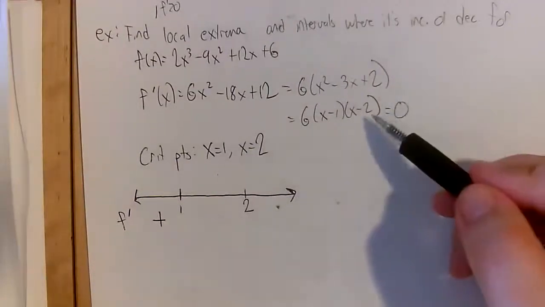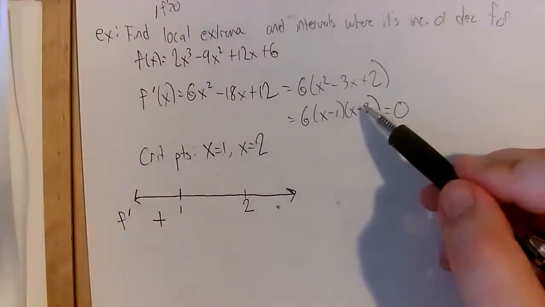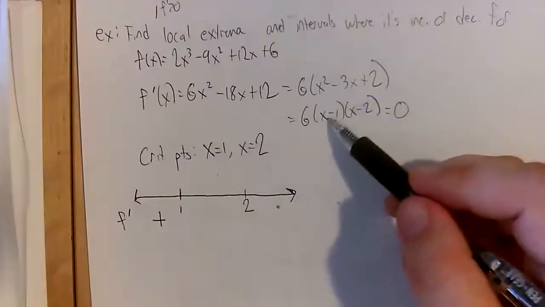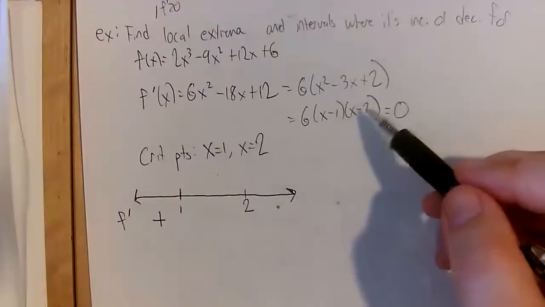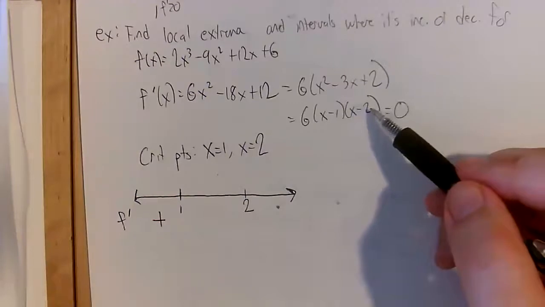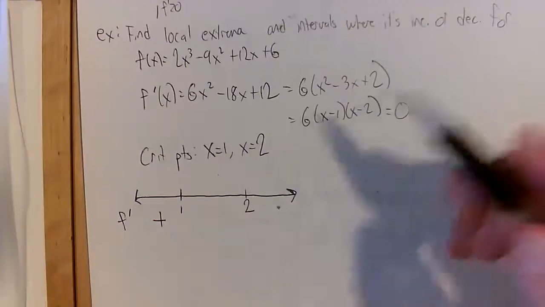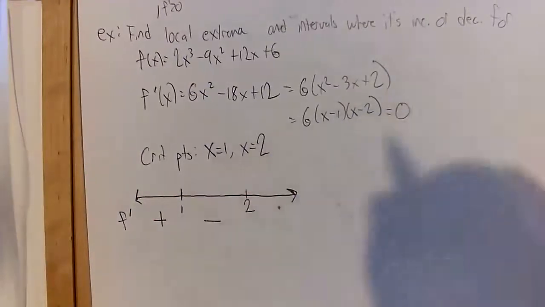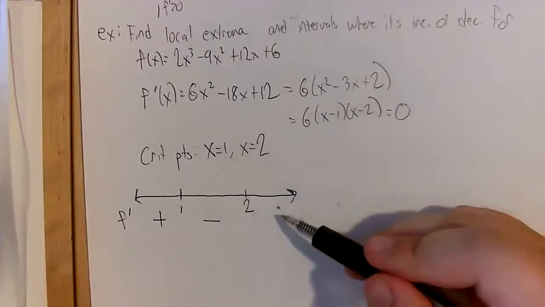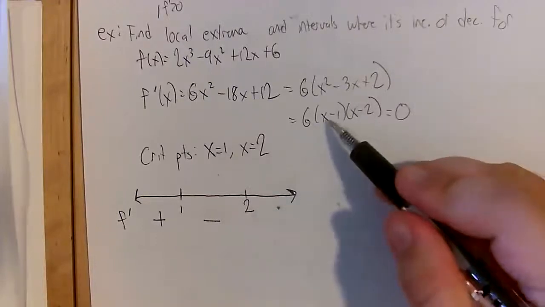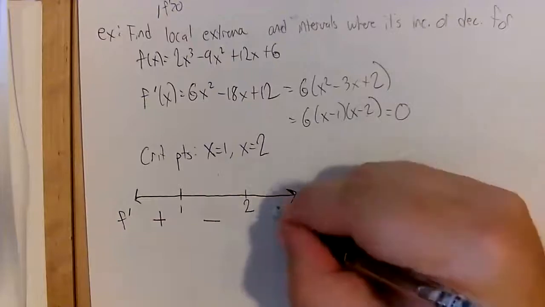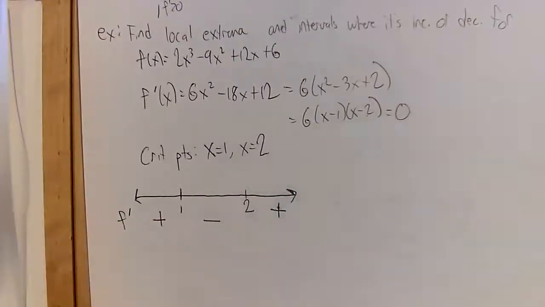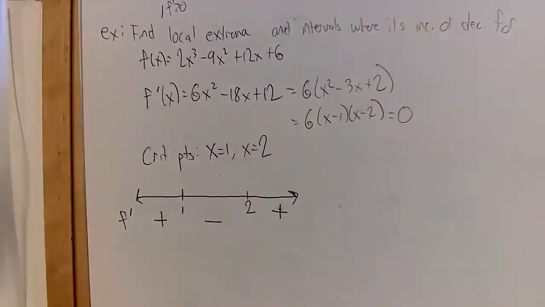All right, now let's plug a number into here that's in between 1 and 2, like maybe 3 halves. 3 halves minus 1 is positive, but 3 halves minus 2 is negative. So we'd have negative, negative, positive. So we're going to get a negative there. And then finally, if we plug in something bigger than 2, like maybe 3, we're going to have positive, positive, positive. All right, so this is what our f prime is doing here.